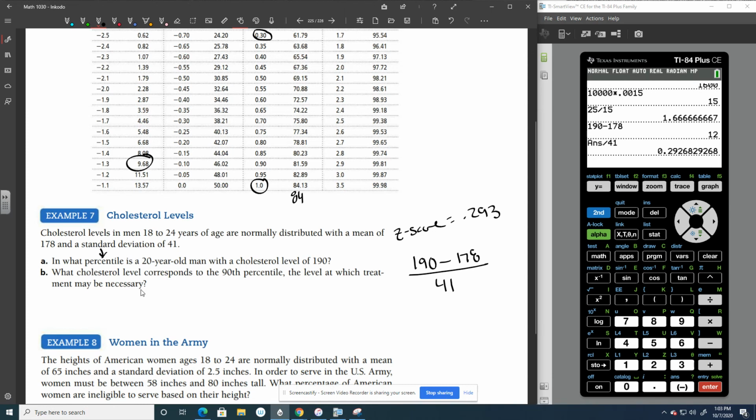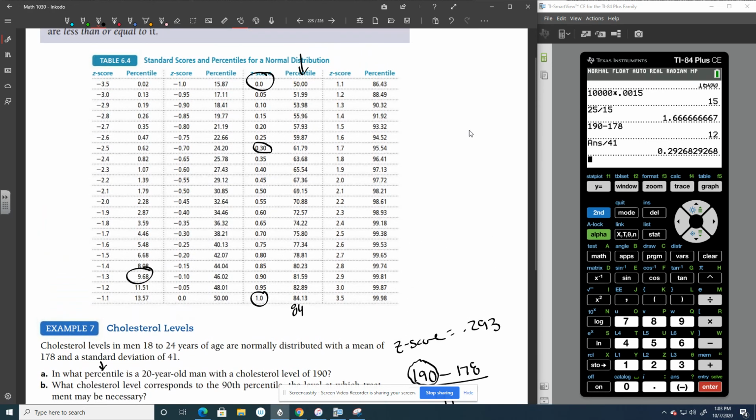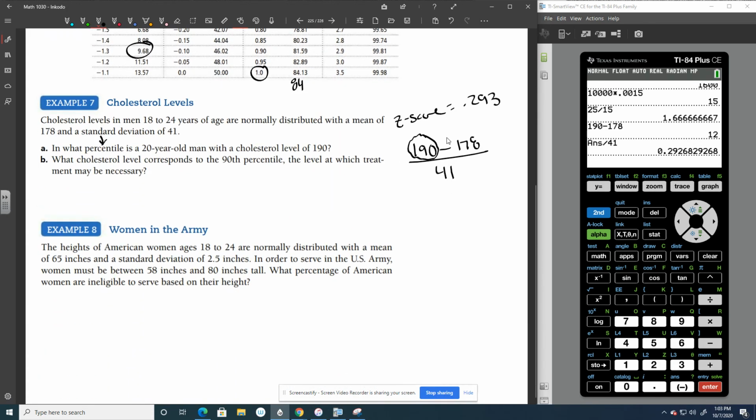All right. What cholesterol level corresponds to the 90th percentile? Ooh, I like this question. All right, so I don't know the cholesterol level. So I'm basically looking for this number right here that correlates to a percentile. Well, the 90th percentile, where is that? 90th percentile is right here. So to get in the 90th percentile, you need a z-score of 1.3.